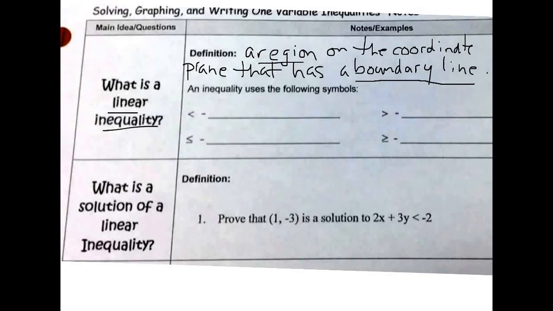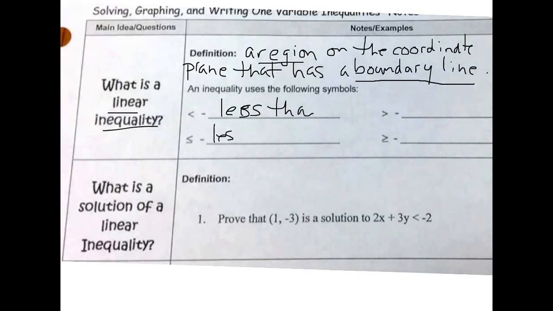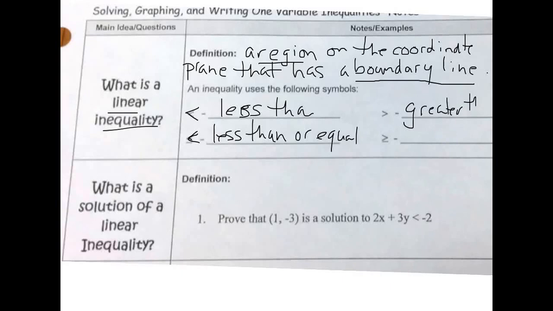The inequality symbols are the same as they were back in elementary and middle school. This is your less than. This is less than or equal. Your less thans look like L's. That's how we know that. And then your other two, this is your greater than, and this is greater than or equal.